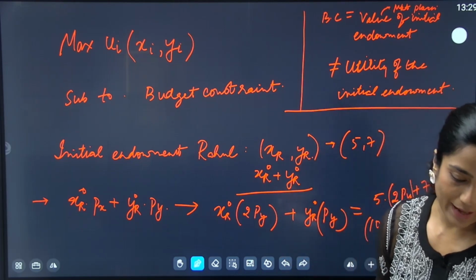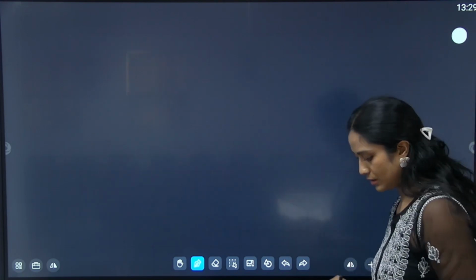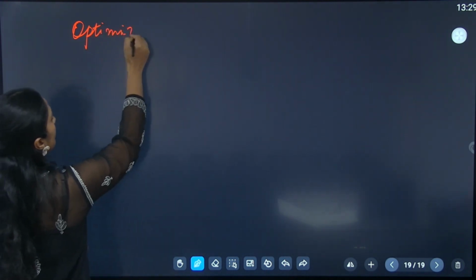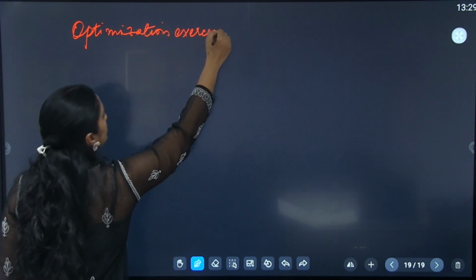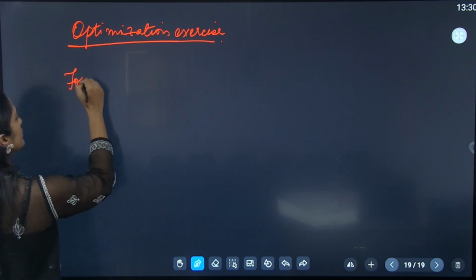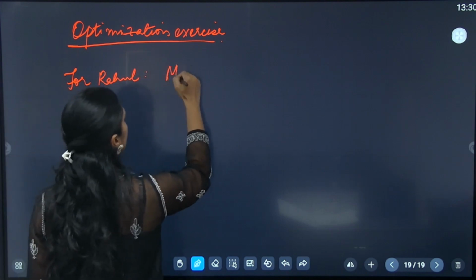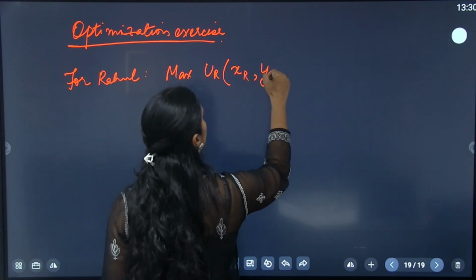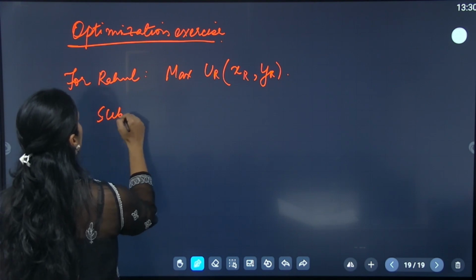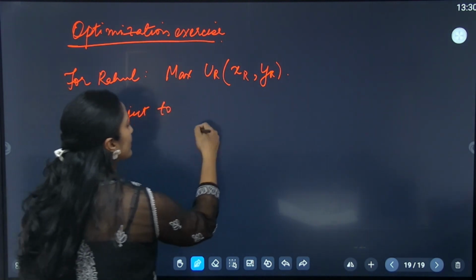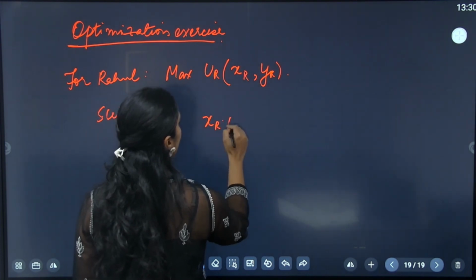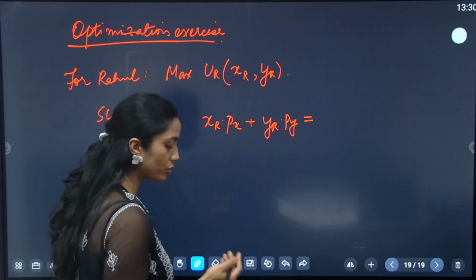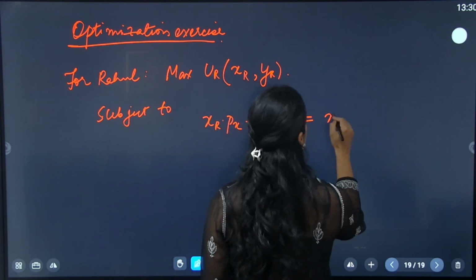Okay, so now what we have is that, suppose for Rahul, the optimization exercise will look like this. So for say Rahul will be maximizing utility given the bundle that he ends up with, right? Subject to the constraint that the value of the final bundle, xr times px plus yr times py, should be equal to the value that this person started with.